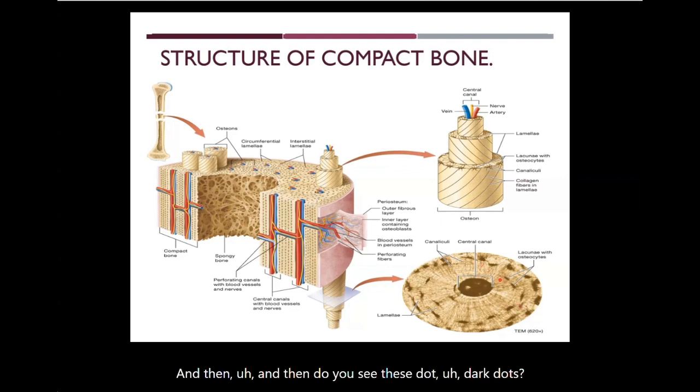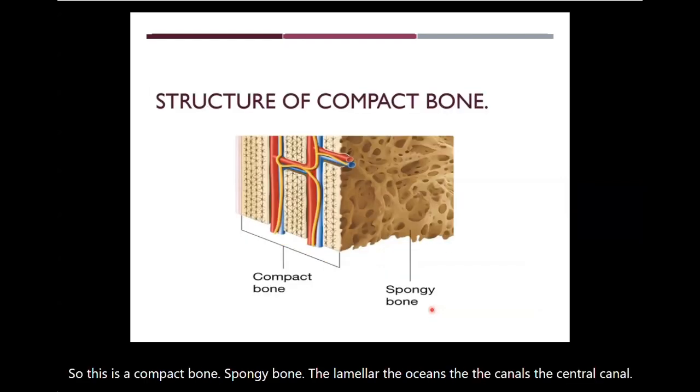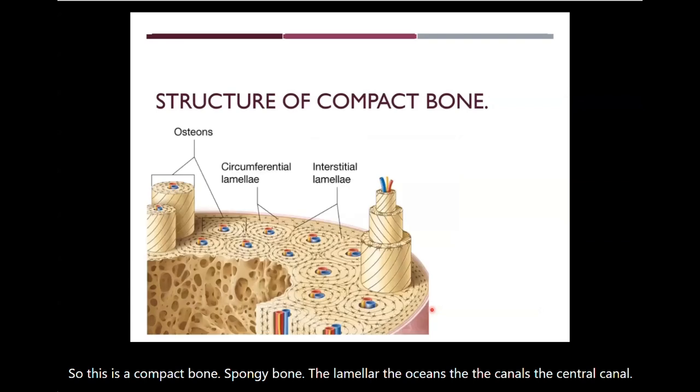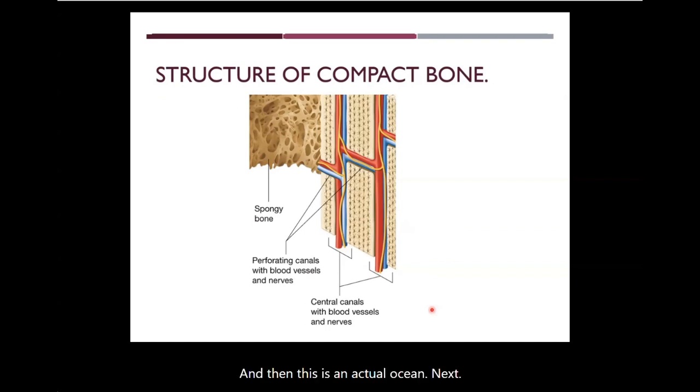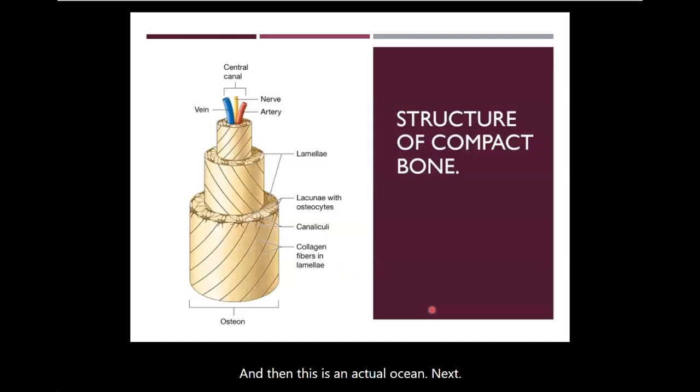And then do you see these dark dots? These are the osteocytes, covered with a lacuna, and then the legs are called canaliculi. All right, so this is the compact bone, spongy bone, the lamella, the osteons, the canals, the central canal, and then this is an actual osteon.